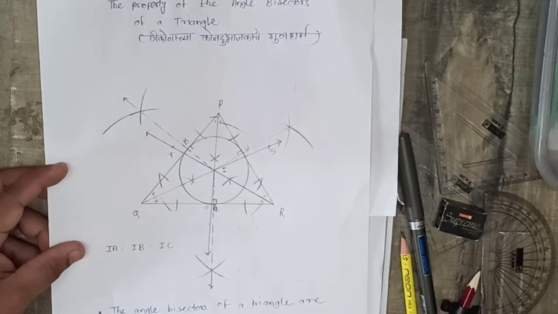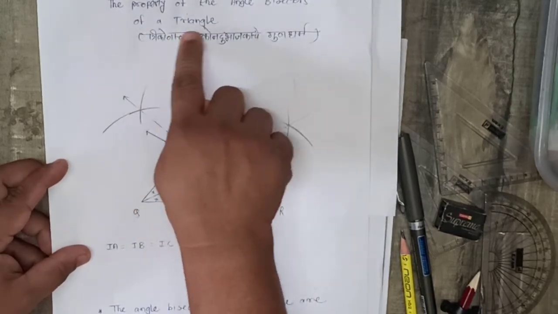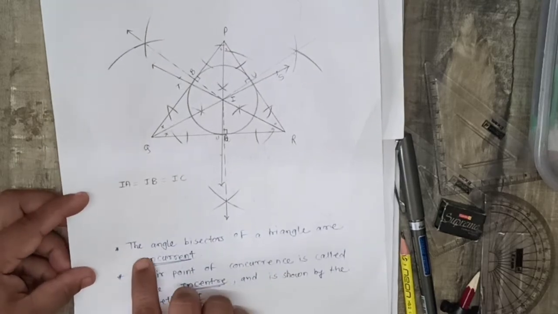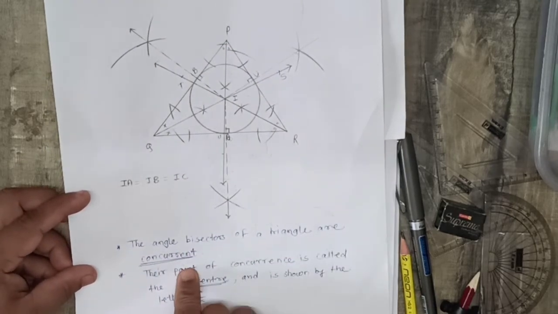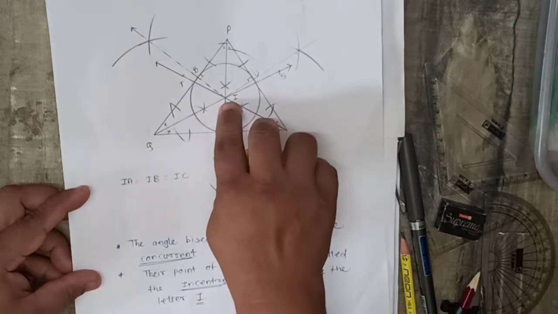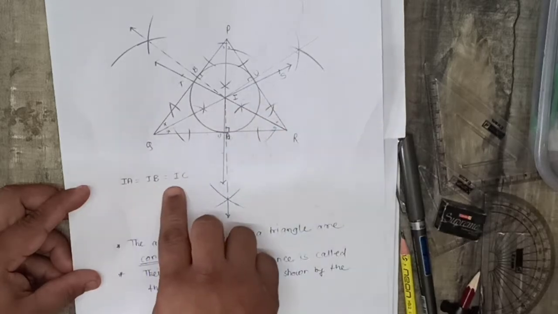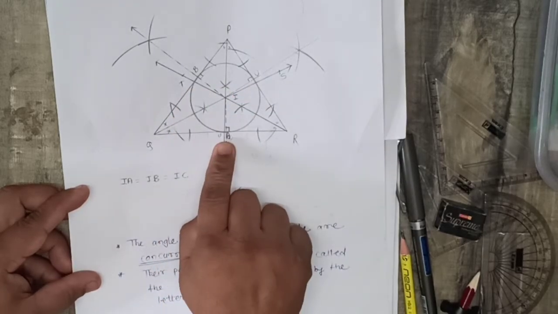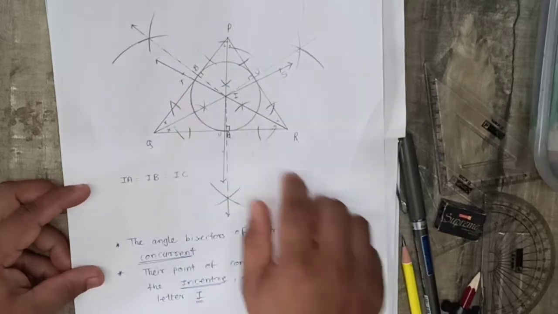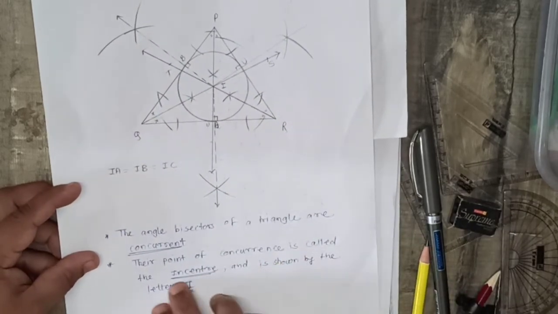Hello students, in the last video we learned the properties of the angle bisector of a triangle. We learned that the angle bisectors of a triangle are concurrent, and when we draw the perpendicular from the concurrent point, each length of the perpendicular IA, IB and IC are of equal length, and by using it we draw an inner circle in the triangle, and also their point of concurrence is called the incenter.